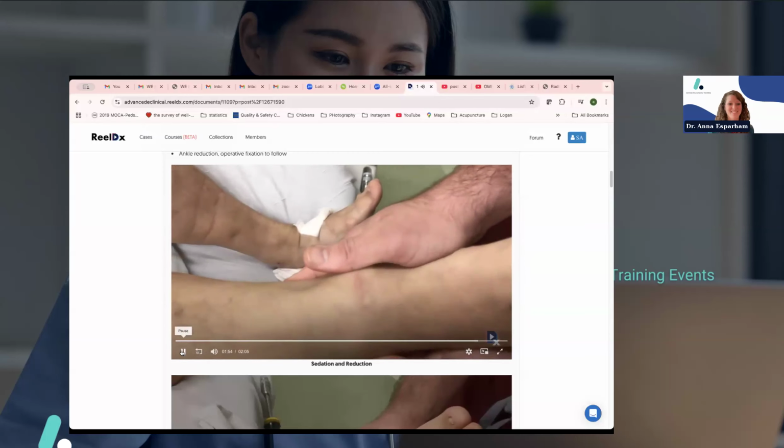Okay, good. So usually for dislocations you'll have to do a lot of traction. Traction is definitely key. And so that's why he was pulling on that foot toward him, so that he can disengage that talus and then really get that back into place. It just comes back in. Usually all the muscles and the tissues are really all spasmed surrounding it.